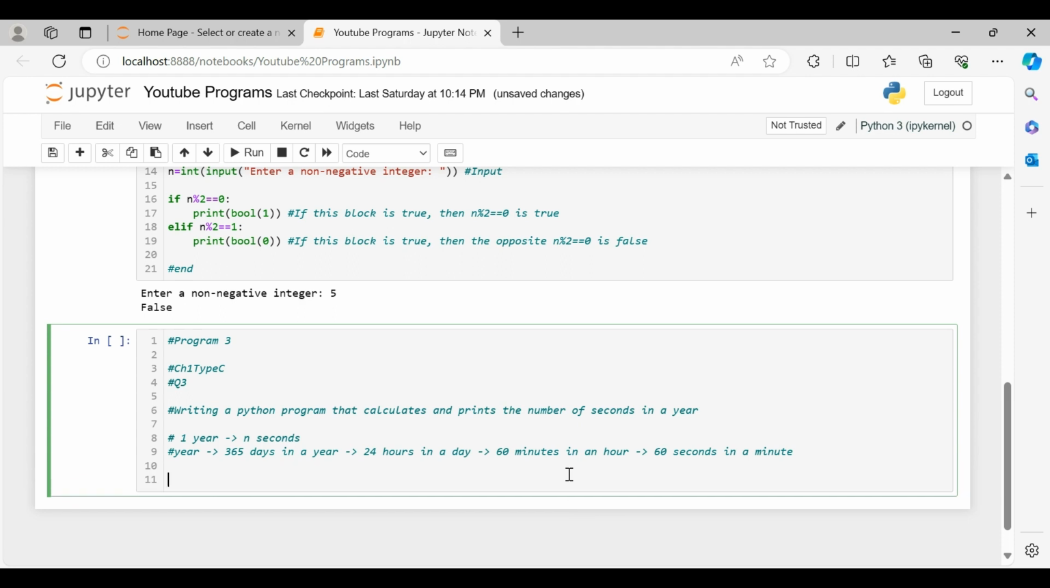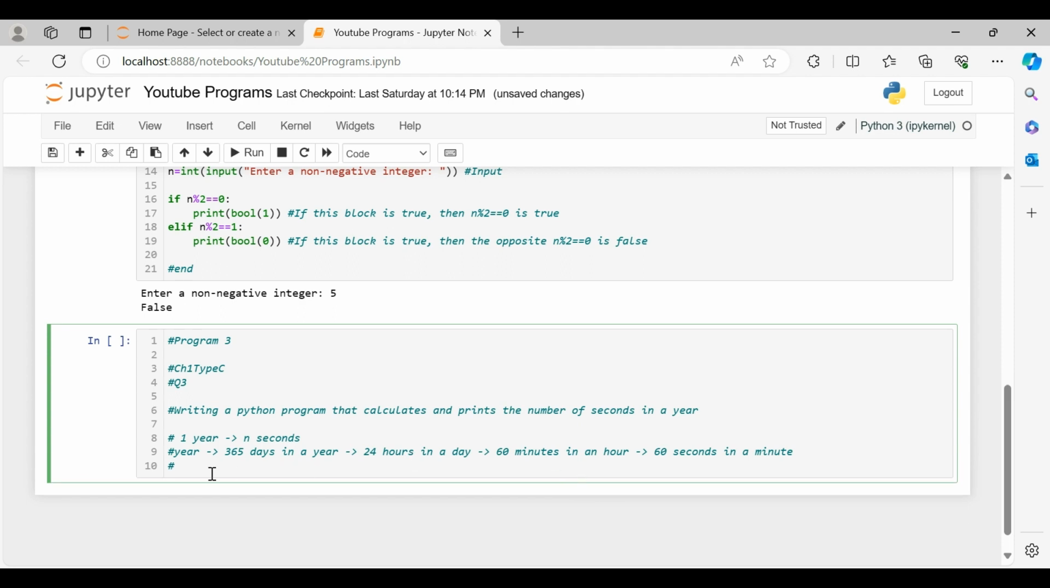Now, let's just look at it. 1 year became 365 days, so we have to multiply by 365. This was multiplied by 24. This was multiplied by 60. This is again multiplied by 60. Then we're finished. That's it, because 1 year is 365 days.